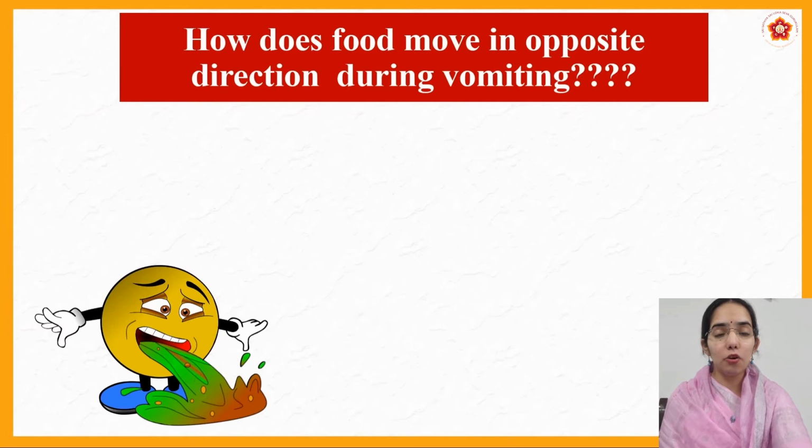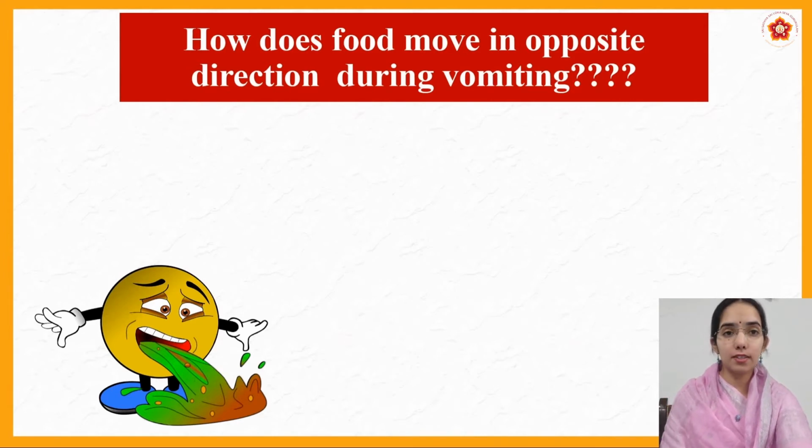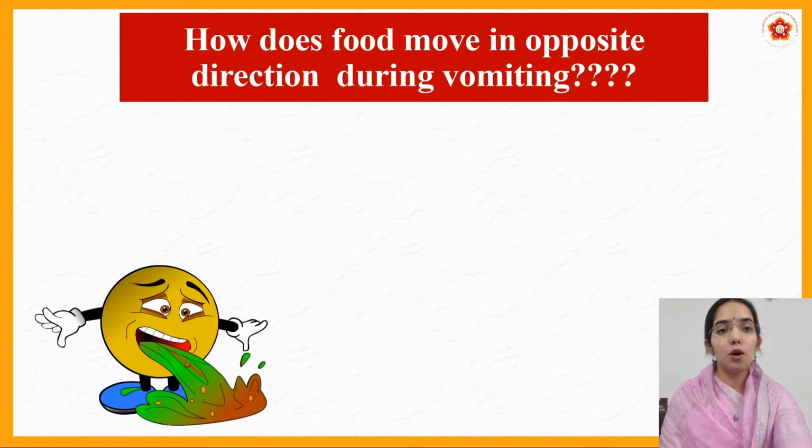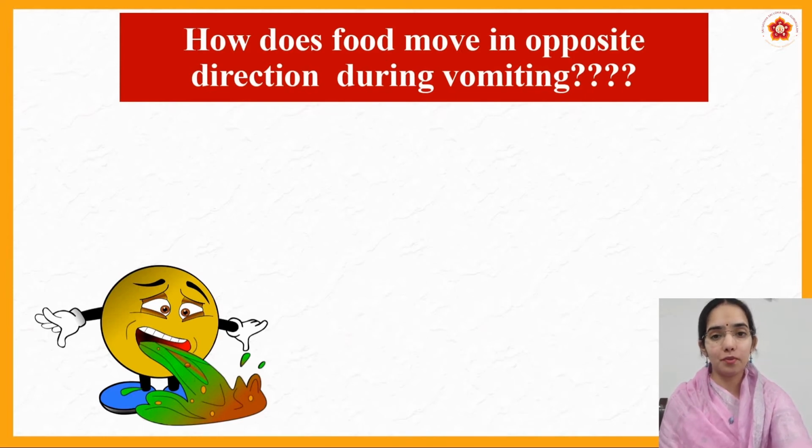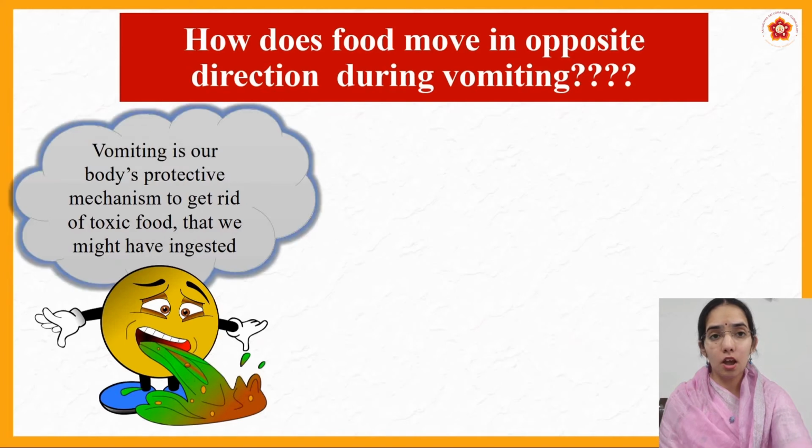First of all, let us see why we even vomit in the first place. Whenever you eat anything which contains toxic substances, our body will detect that toxic substances are present in the food, and it won't let you take in those toxic substances because it will harm you. So the food needs to come out of your body. It comes out through vomiting. Vomiting is our body's protective mechanism to get rid of toxic food that we might have ingested.